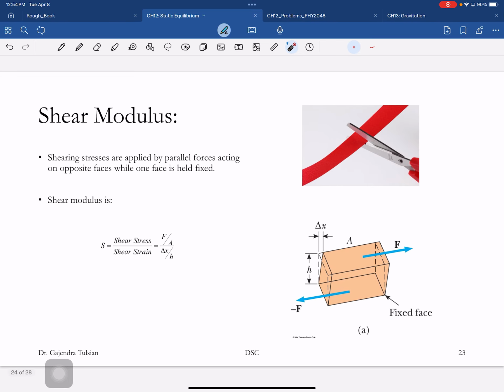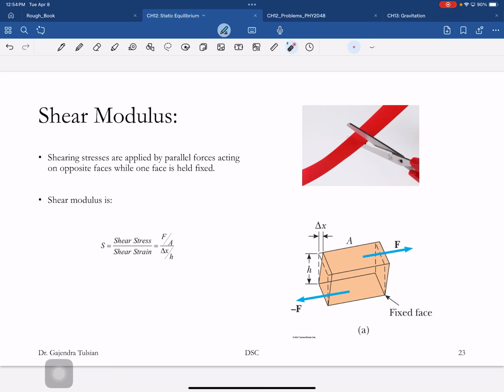All right. So now we'll look at shear modulus. You're going to look at shearing stresses. What you're doing is applying forces parallel to the faces in opposite directions, and it's deforming: this face is moving relative to that face. So that's the shearing stress.